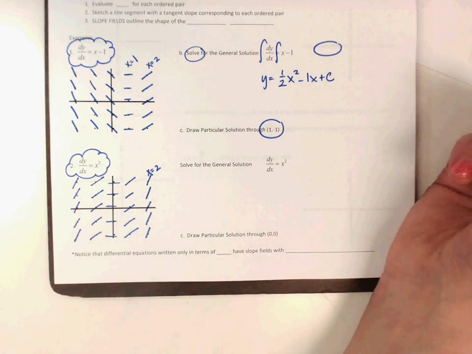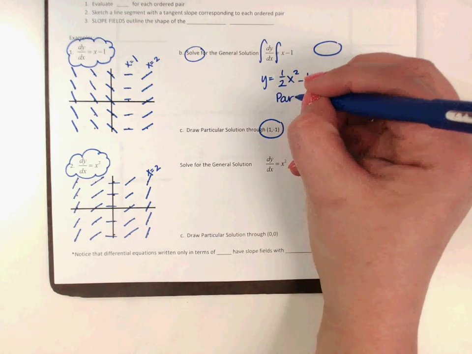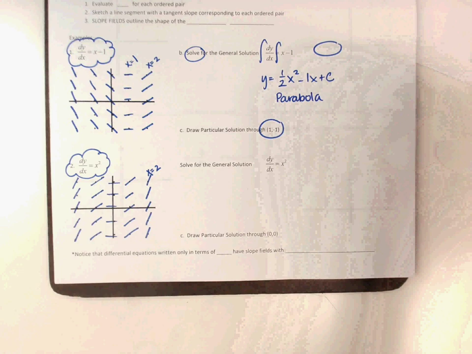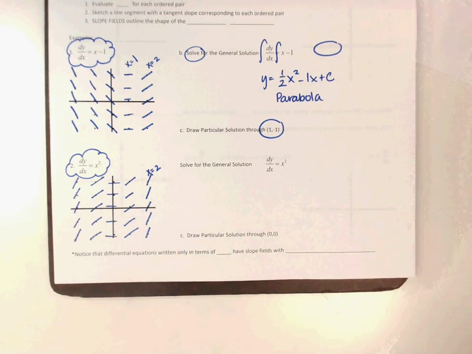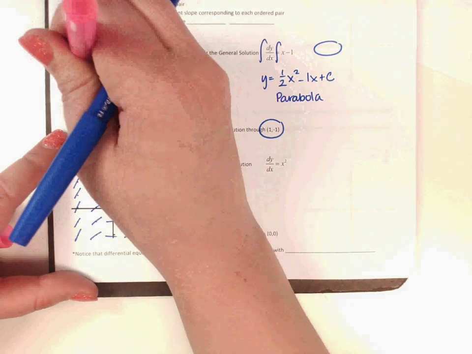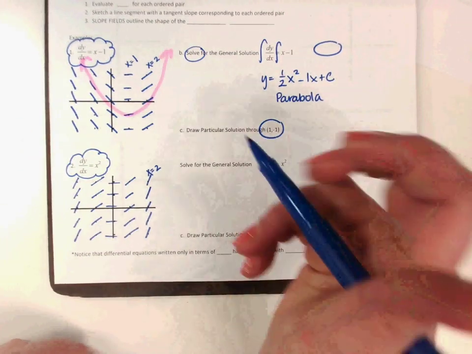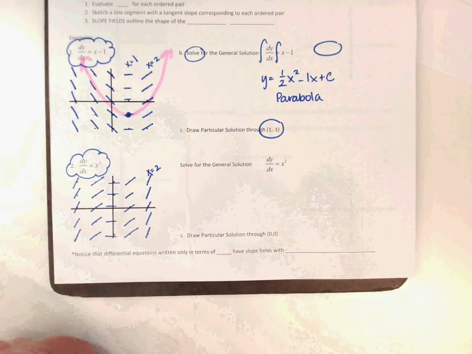What shape is that if it's an x squared graph? It would be a parabola. And do you see how the slope field that we drew is kind of like a parabola shape? Now, the point that they gave you, 1, negative 1, I would just have to hit that point and then draw in the graph from there.